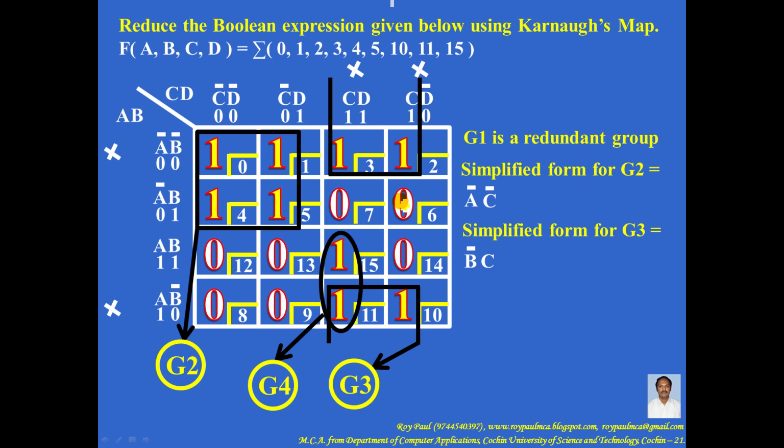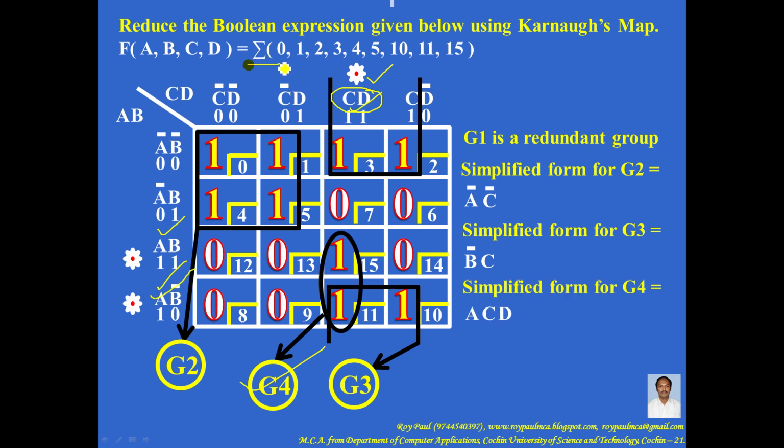Now you simplify the next group, that is G4. For every one of G4 you mark the left hand side, mark the top. Take the next one of G4, mark the left hand side, top already marked. Which is a stable variable on the left hand side? A is stable, and on the top there is only one term, you cannot simplify that, so take it as it is. So for G4 the simplified form is A, C, D.